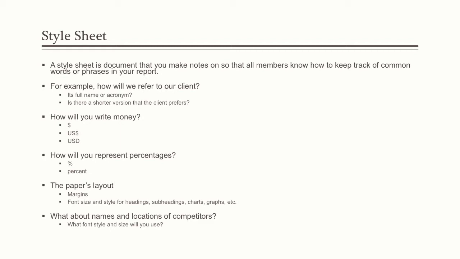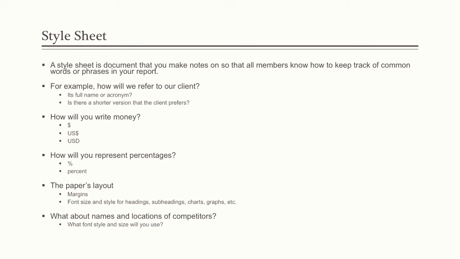The way that you keep collaborative writing straight is by using a style sheet. And a style sheet is just a document that you make notes on so that all members know how to track common words, common phrases, the way you handle descriptions of certain things. It's just something you set up, and I would recommend keeping it in your cloud storage so anyone can get it at any time and they can access it at any time or make changes or save changes to it.